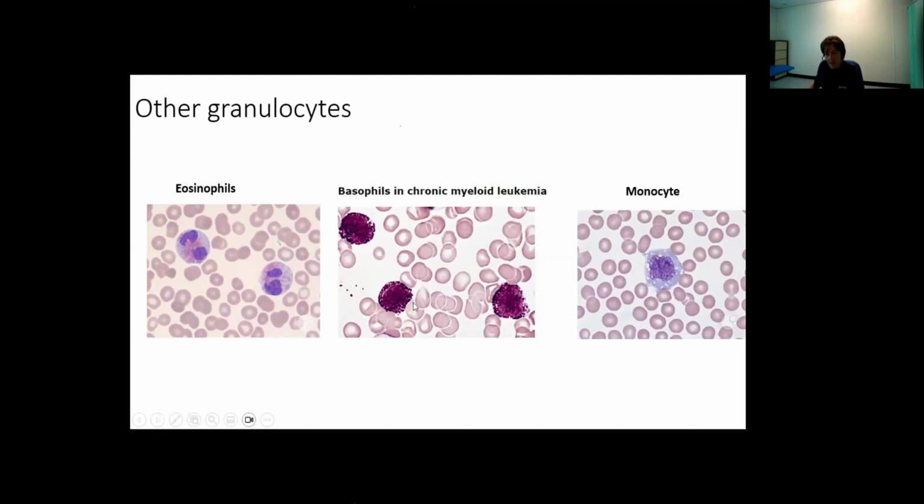The basophils are much less frequent. They're usually less than 1% of the white cells, and they are much more associated with myeloproliferative disorders such as CML, and you can get other basophilic forms of rare mast cell problems and leukemias as well.